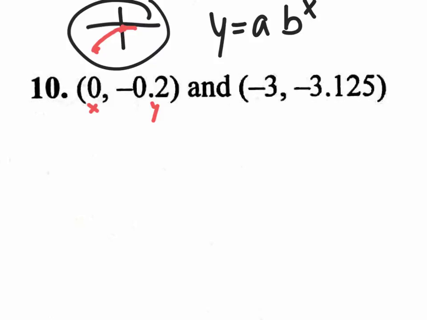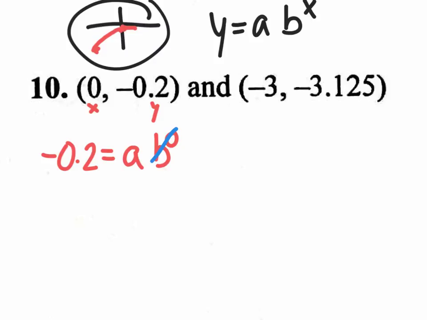Instead of y equals, I'm going to write negative 0.2 equals. A, I don't know what A is, so I write down A. B, I don't know what B is, I write down B. To the x power. X, in this case, is 0 when I plug in this coordinate. This y went into the y spot, this x went into the x spot. And we all know that b to the 0 cancels out because b to the 0 is 1. Anything to the 0 power is 1.